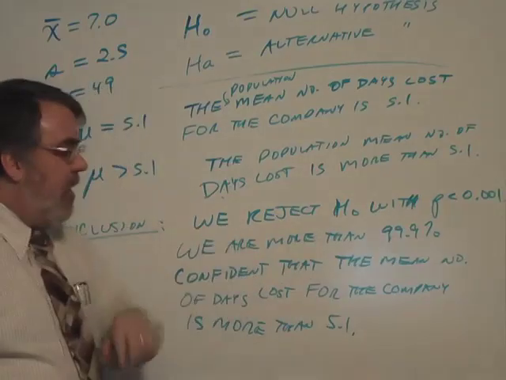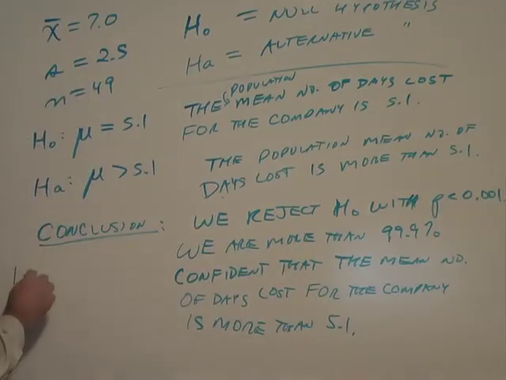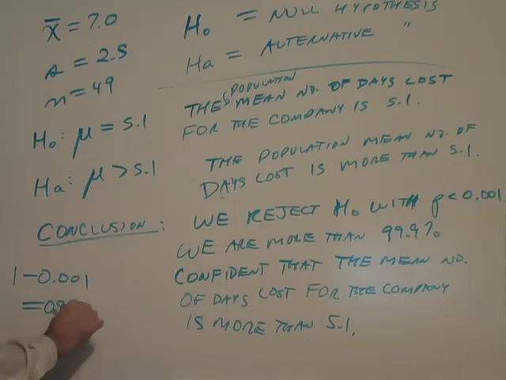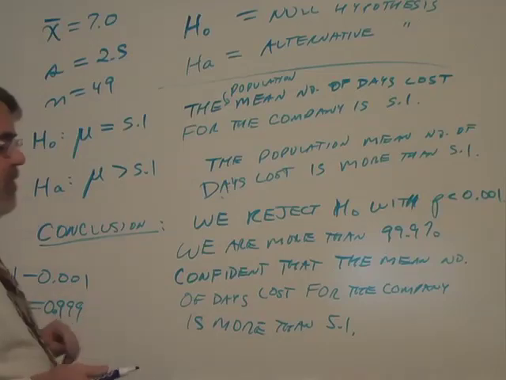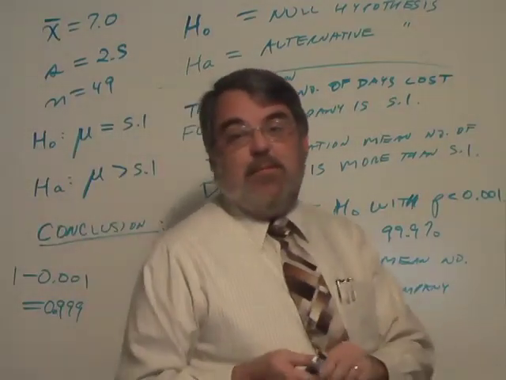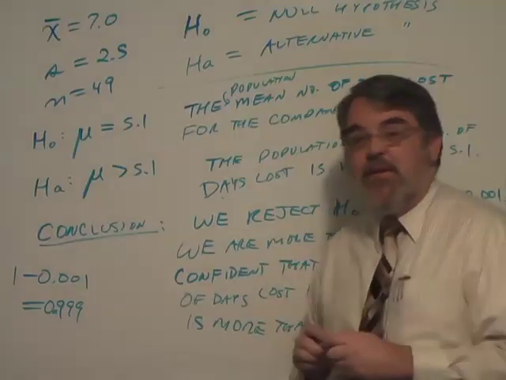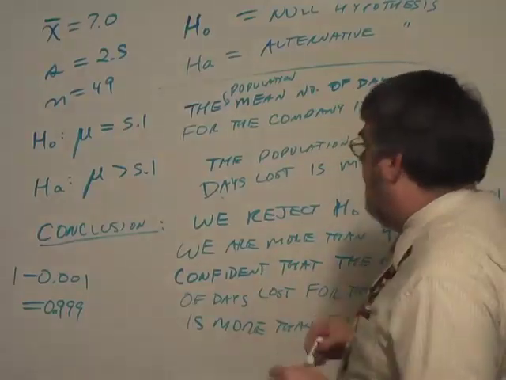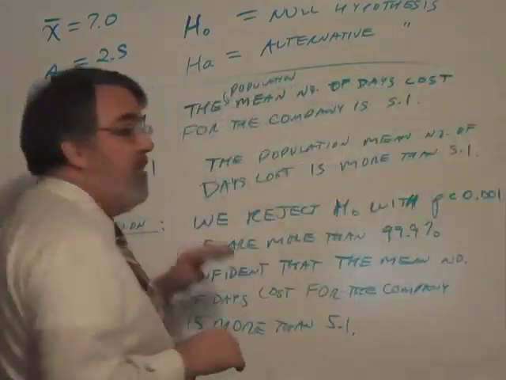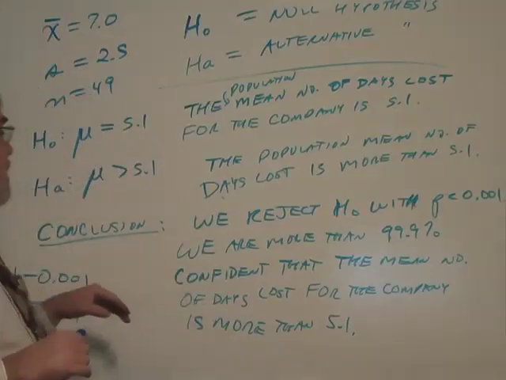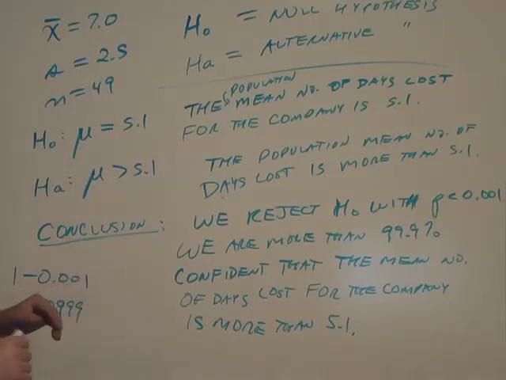Where'd that come from? Well, if you take 1 minus the p-value, you get 0.999, which is 99.9%, isn't it? So that's our confidence level. Our confidence level in rejecting the null hypothesis in favor of the alternative hypothesis is more than 99.9%.